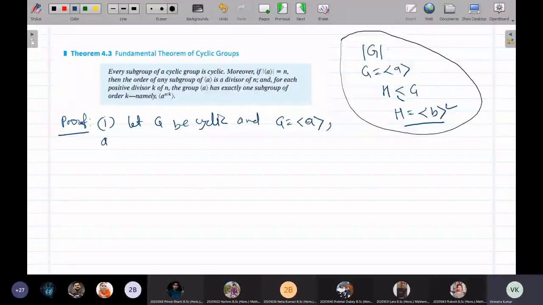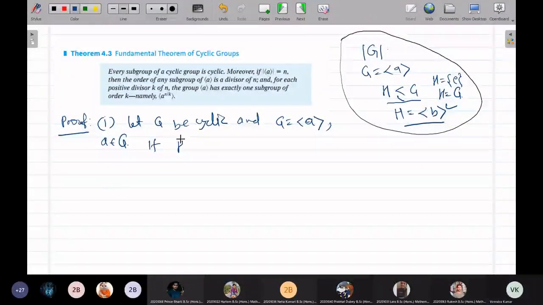Fine, where A belongs to G. Okay. So what we need to assume, if H is a subgroup of G, then there are possibilities also that H may be trivial, that is only identity, or H may be exactly G. In both the cases, there is nothing to prove, because the group containing only the identity element is cyclic, and G essentially, by assumption, is cyclic.